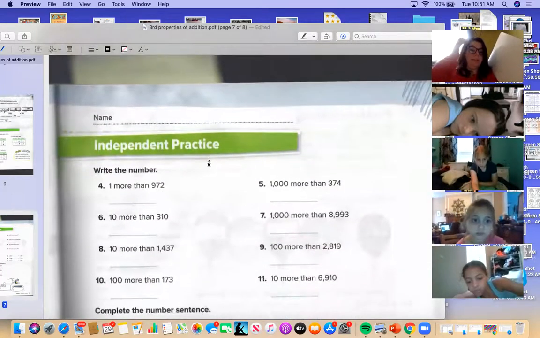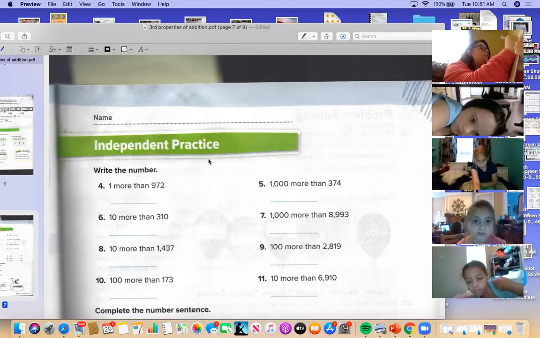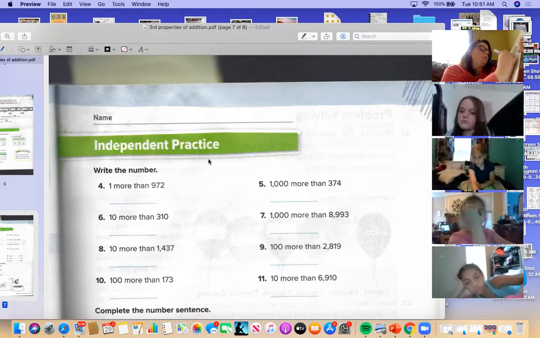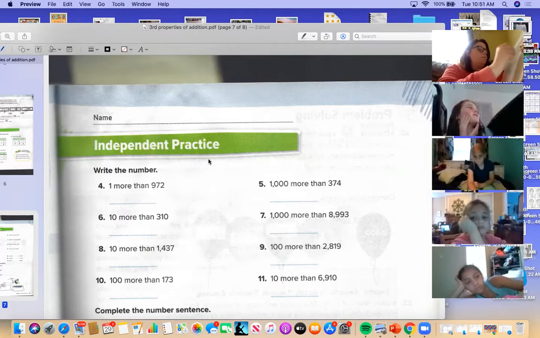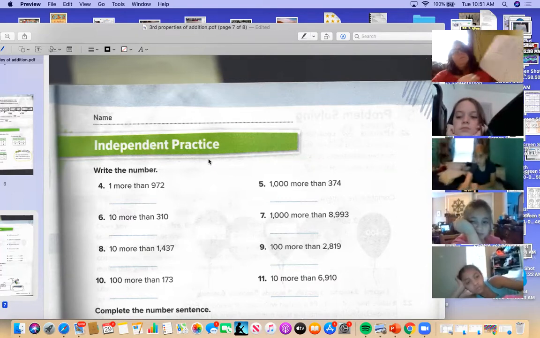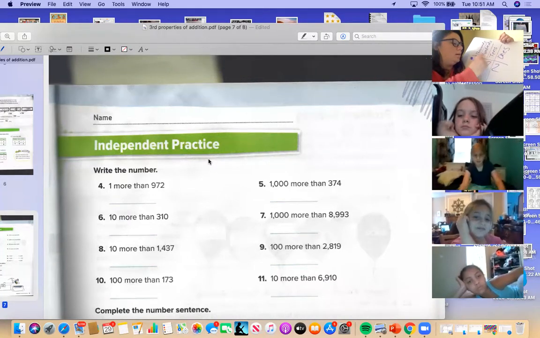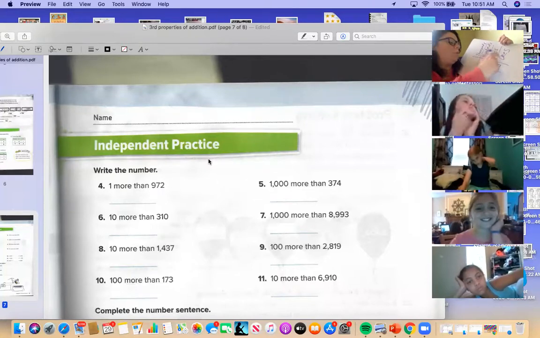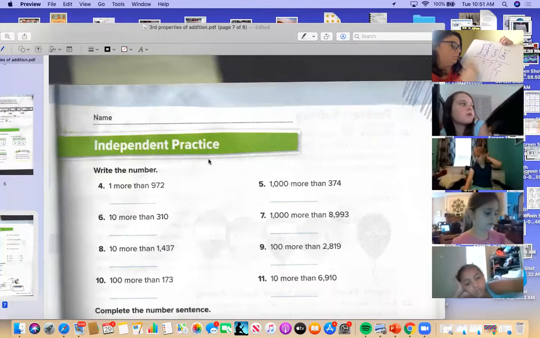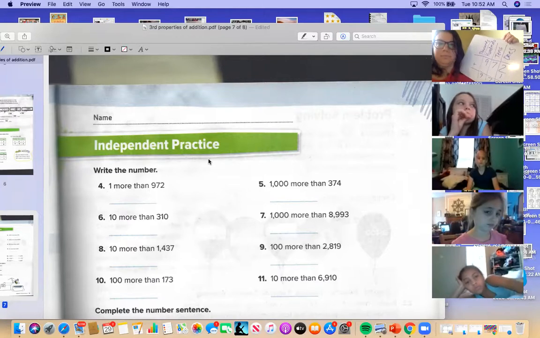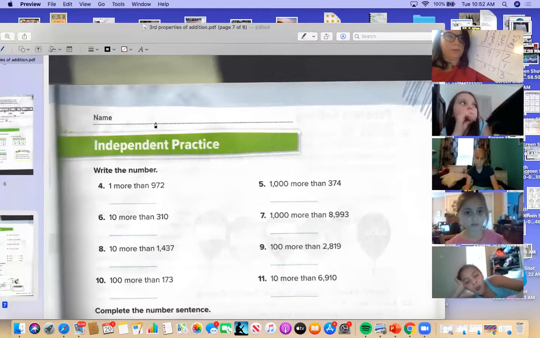So do this, because I know it says one more than 972. Well, make your chart. You have your thousands, hundreds, tens, ones. Right? So you've got 972 and you're adding one more. It's going to be 973. So if you need to draw it out so you can see it, then do that.